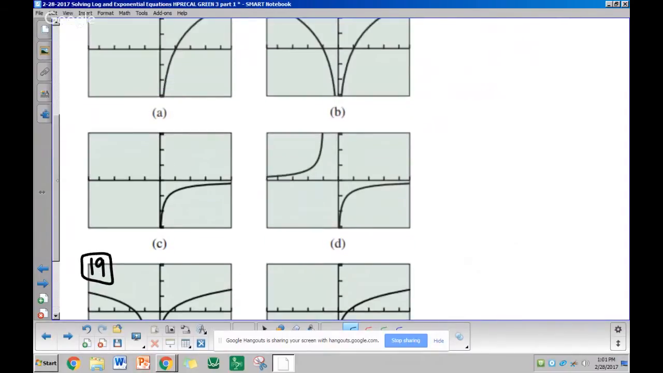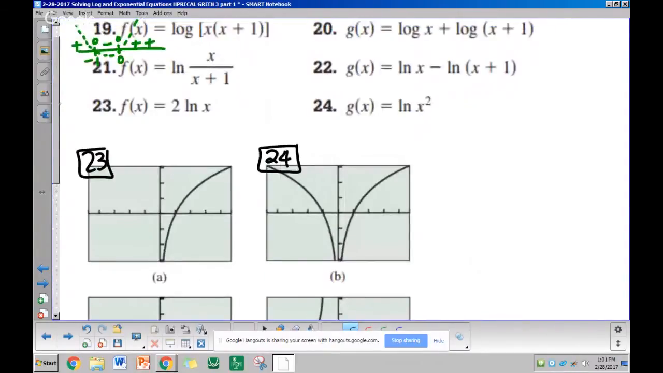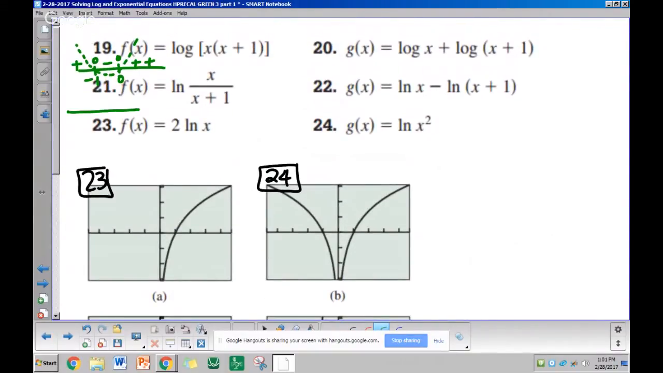All right, so let's do 21. Let's do a sign chart for the domain here. When is this one 0? So 0 when x is 0. It's undefined when x is negative 1. So I'm going to put an open dot here, and I know that's an asymptote of some sort, okay?